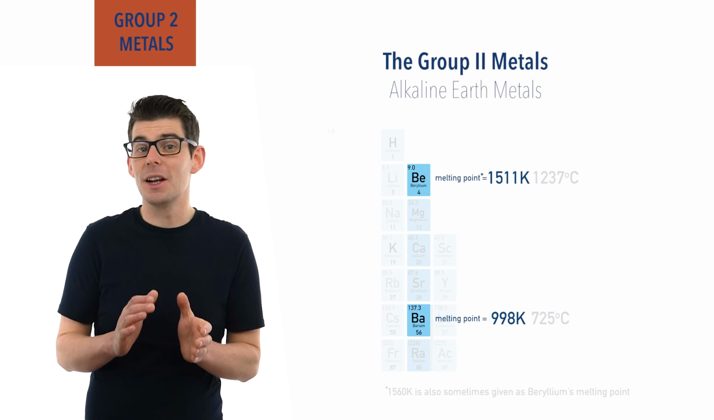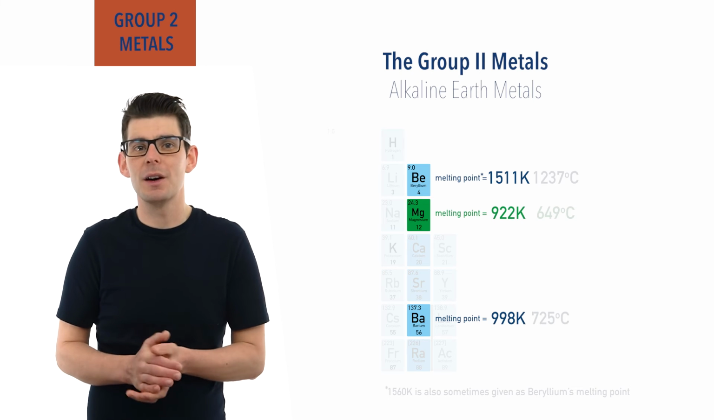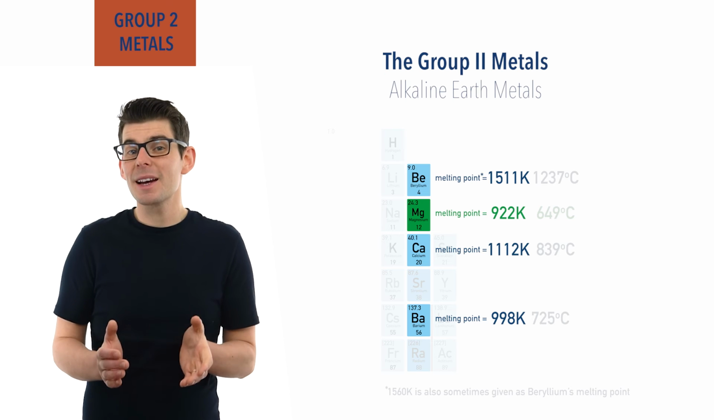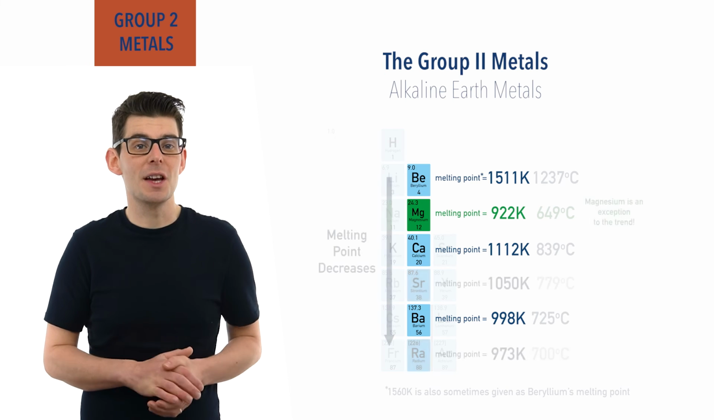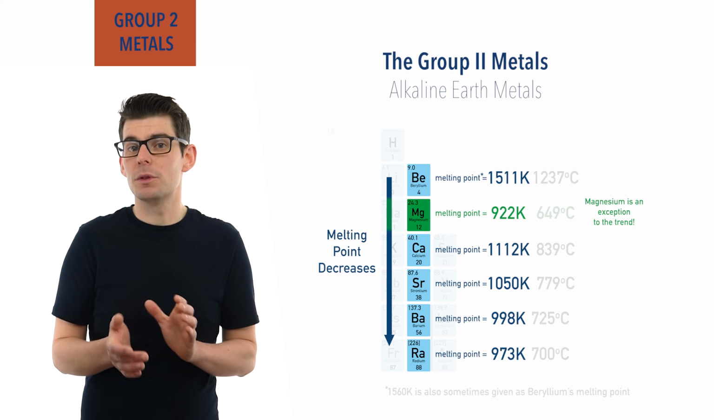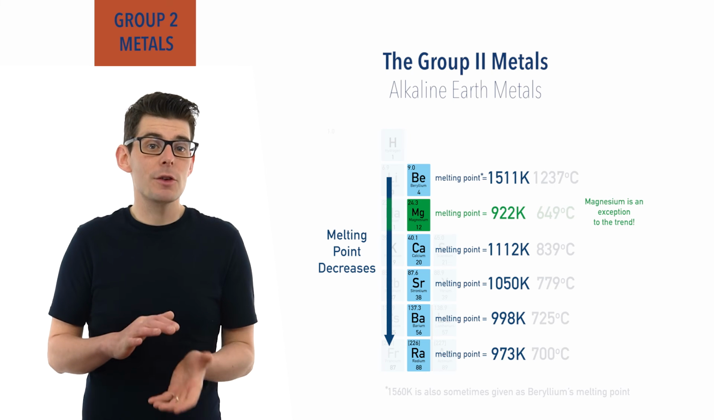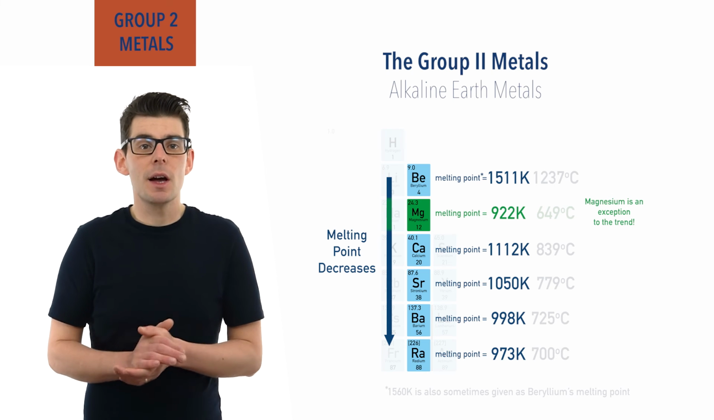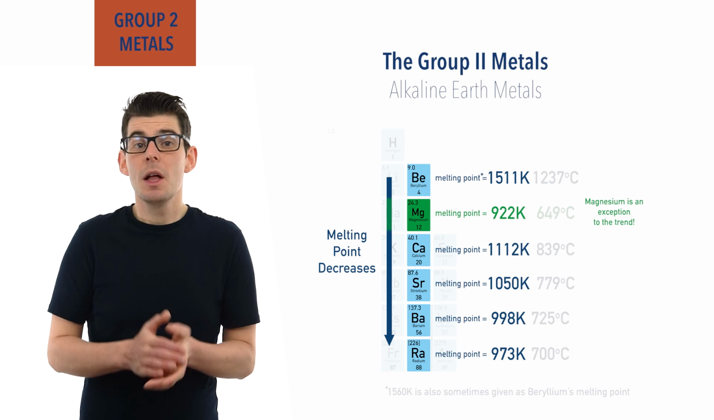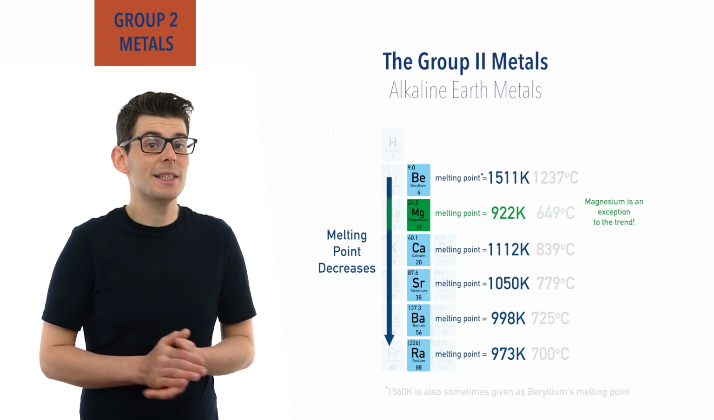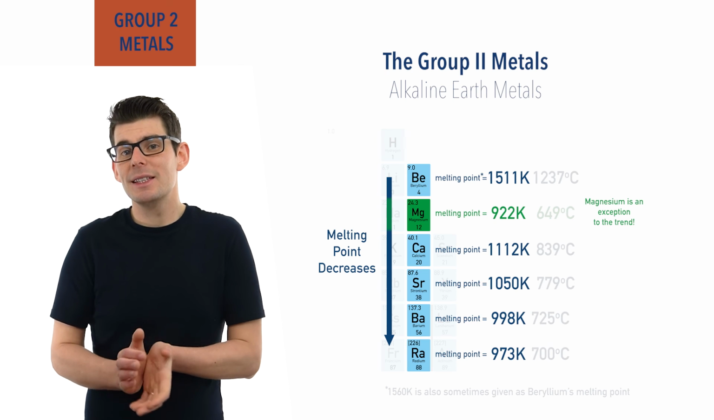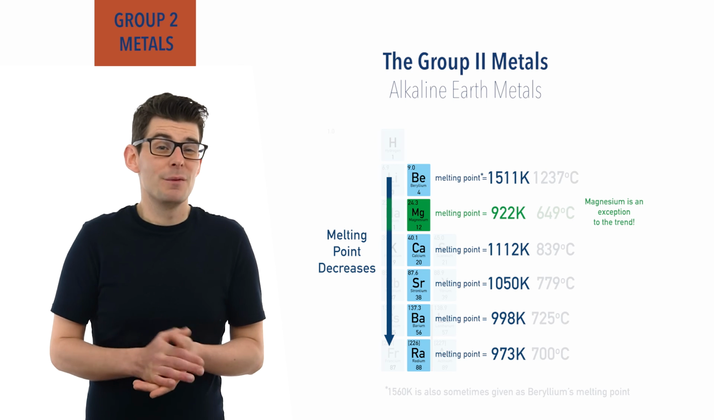Magnesium actually has a lower melting point, 922 Kelvin, than calcium, 1112 Kelvin, meaning magnesium doesn't follow the trend of the other group 2 metals. This exception is generally believed to be due to magnesium atoms being arranged in a slightly different way to the other group 2 metals in a solid lattice, decreasing the level of attraction between the positively charged ions and delocalized electrons, making the metallic bonding weaker, giving magnesium a slightly lower melting point than we would expect.